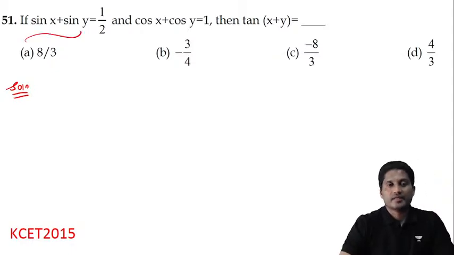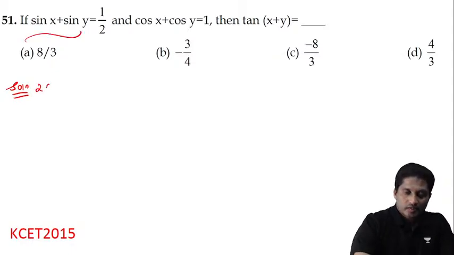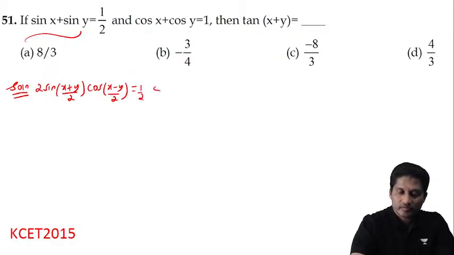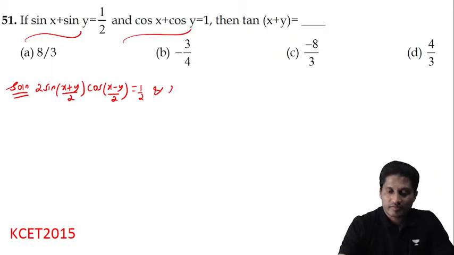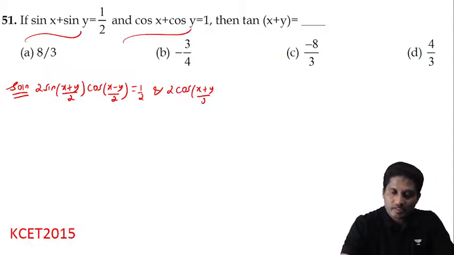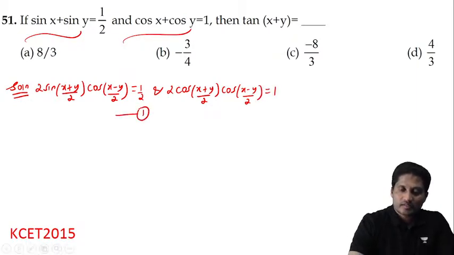Sin C plus sin D, that is 2 sin (C plus D)/2 into cos (C minus D)/2, is equal to 1/2. Cos C plus cos D will be equal to 2 cos (C plus D)/2 cos (C minus D)/2, equal to 1. Call these equation 1 and equation 2.